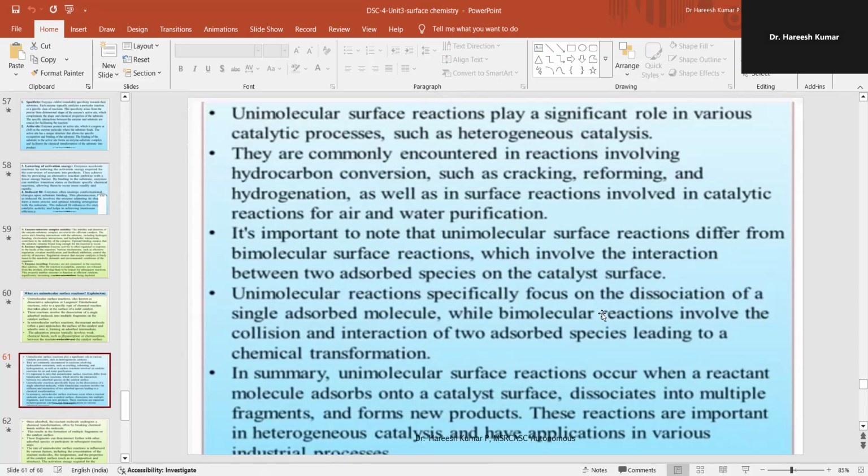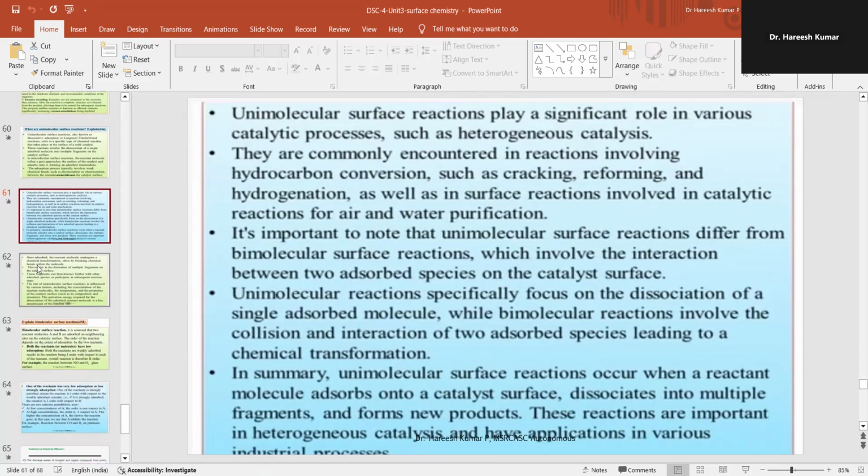Unimolecular reactions specifically focus on the dissociation of a single adsorbed molecule, while bimolecular reactions involve the collision and interaction of two adsorbed species, leading to a chemical transformation. In summary, unimolecular surface reactions occur when a reactant molecule adsorbs onto a catalyst surface, dissociates into multiple fragments, and forms new products. These reactions are important in heterogeneous catalysis and have applications in various industrial segments. With this, I will go to the next slide.